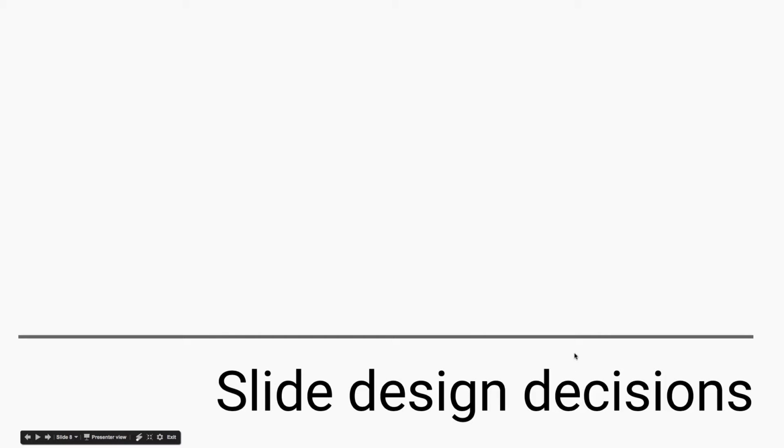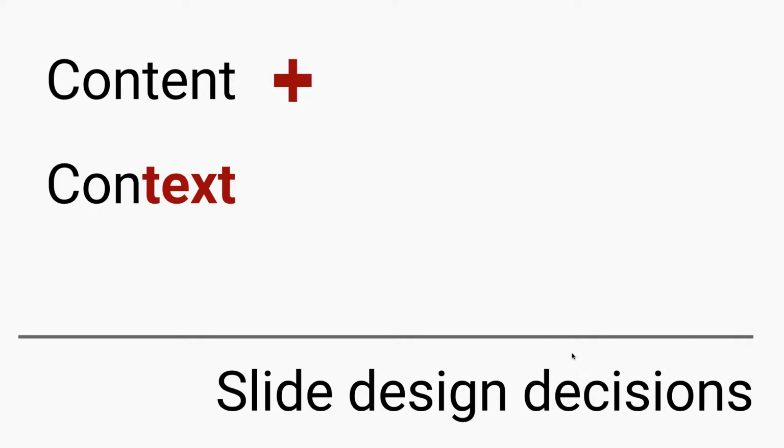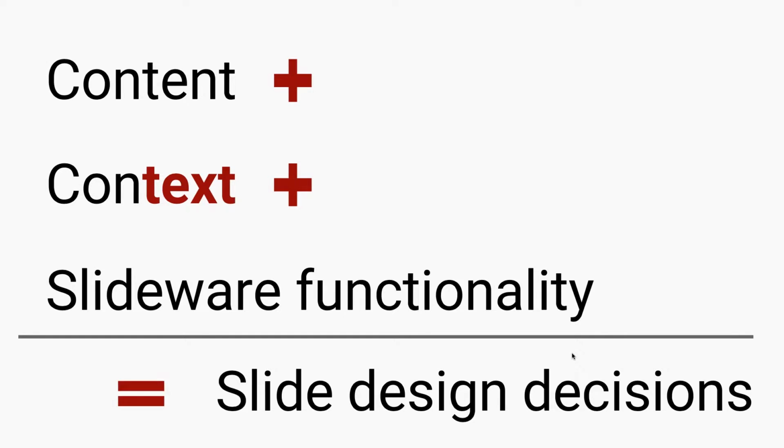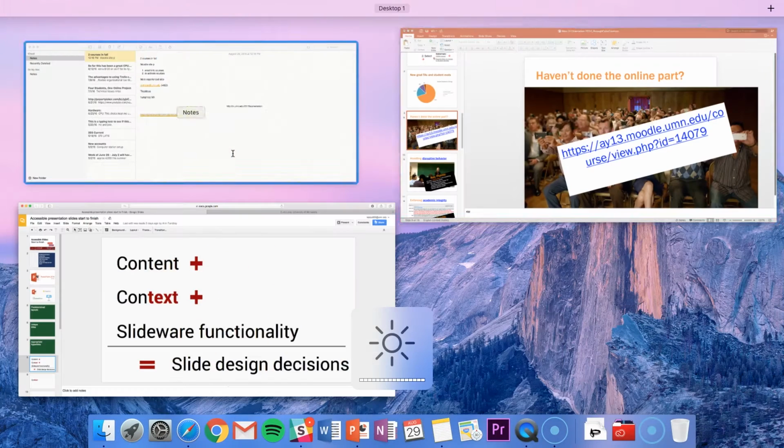I hope you're starting to see a theme emerge in accessible presentation design. Accessible slides are achieved through a combination of content decisions and context decisions combined with leveraging the functionality of your slide application. How you display hyperlinks on slides is very much a contextual decision.